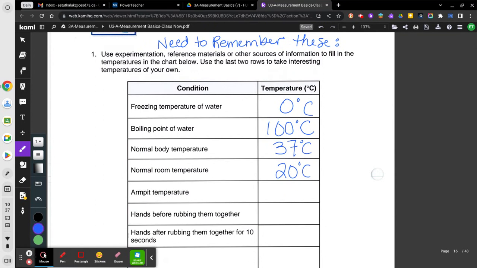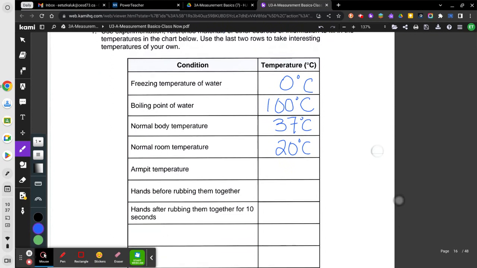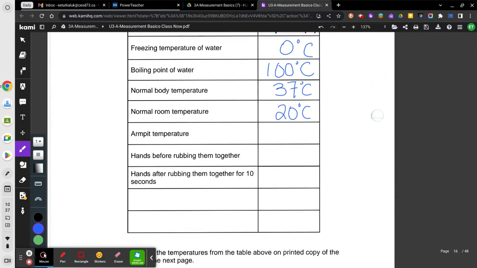What's your armpit temperature? Do you know what your armpit temperatures are? It's around 36 to 40 degrees because it's the same as your body temperature. The 2 warmest places on your body, like when you're outside and you're freezing, put your hands in your armpits if you don't have gloves. You're going to warm them up right away because your armpits are your body temperature.